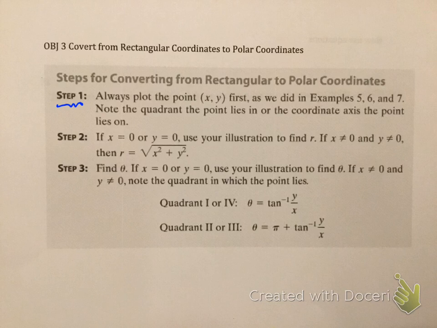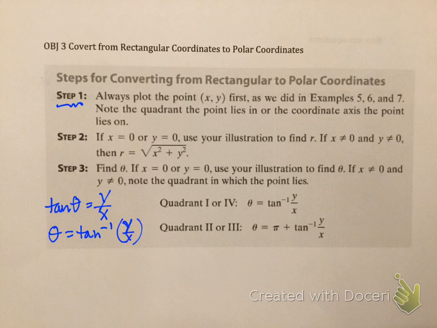Step 3, find theta. Okay, theta, if it's in quadrant 1 or 4, you're just going to use the equation that theta equals inverse tangent of y over x. Okay, the reason why we're using tangent is because tangent is the only function that equates, well, I shouldn't say the only one because cotangent does as well, but it's the only one that relates y and x together. Okay, and to solve or to get theta by itself, I have to take inverse tangent of that. So that's where that formula came from.